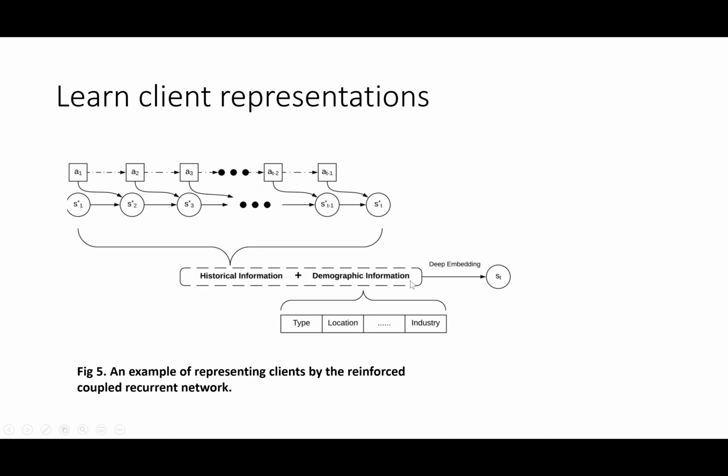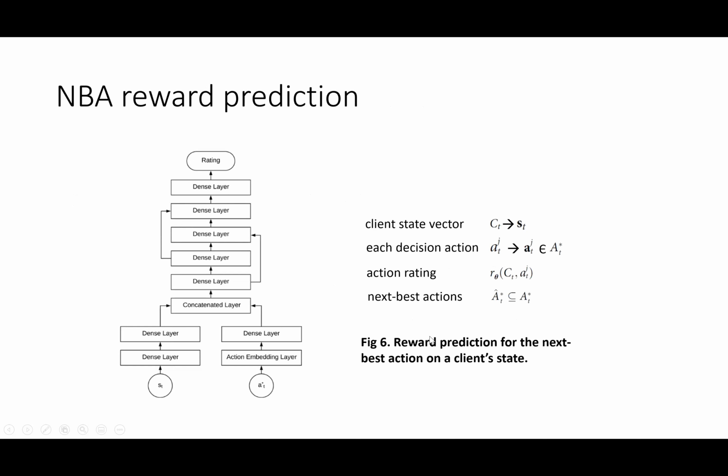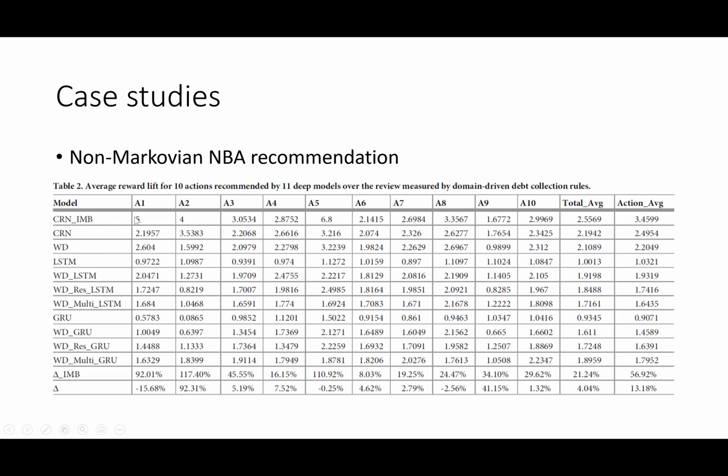And then we can model the customer's historical or demographic information, as well as the states and the actions applied on that, to build the representation of the customer, and then incorporate that into the deep neural network for reward prediction.